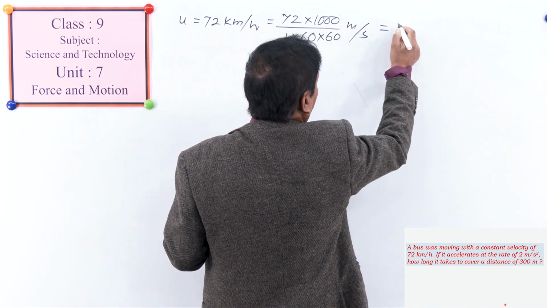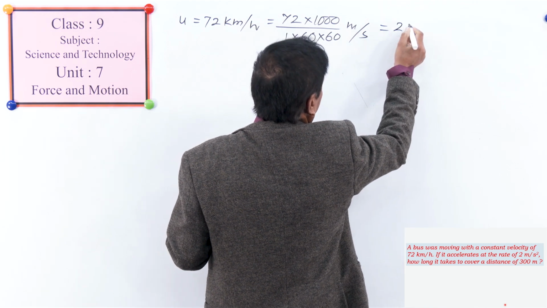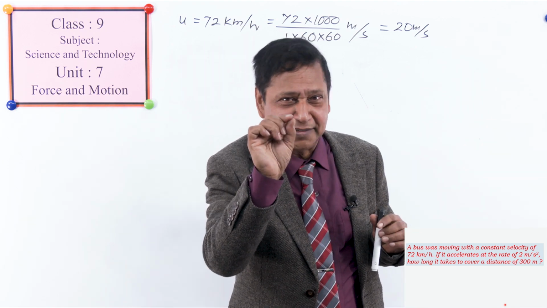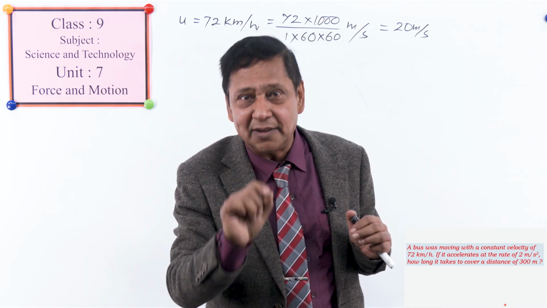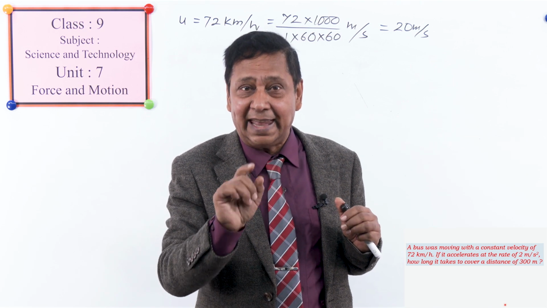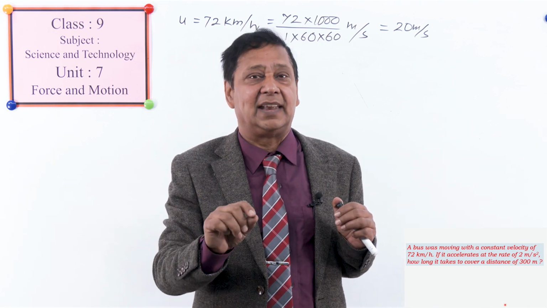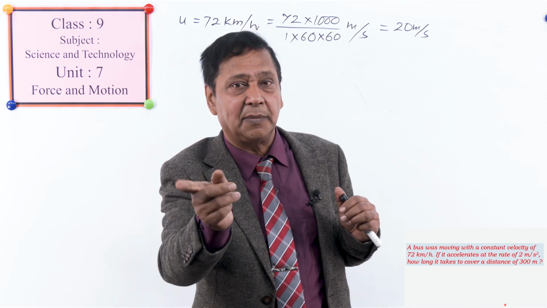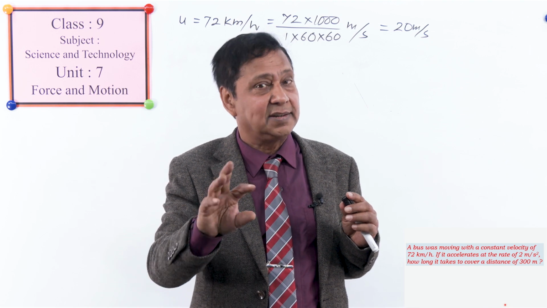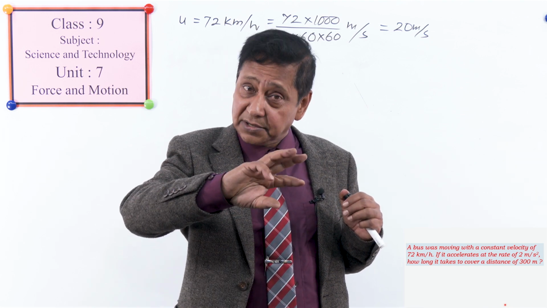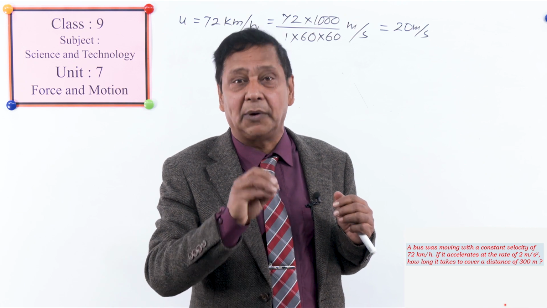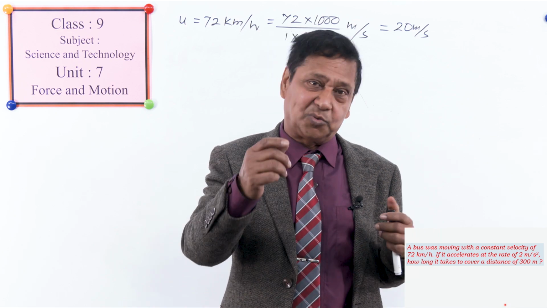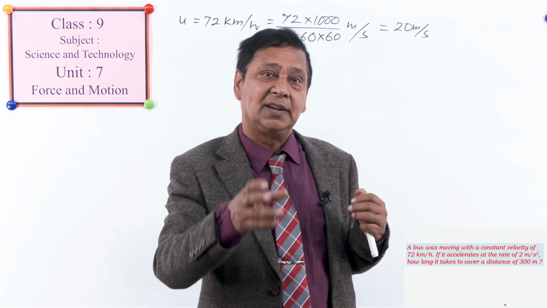You use a calculator and get this result, 20 meter per second. I'm going to tell you one secret matter. If the velocity of a body is 18 km per hour, then it will be 5 meter per second. Just double of it, 36 km per hour, 10 meter per second. Just triple of it, 54 km per hour, 15 meter per second. In the same way, 72 km per hour, 20 meter per second, and 90 km per hour, 25 meter per second.